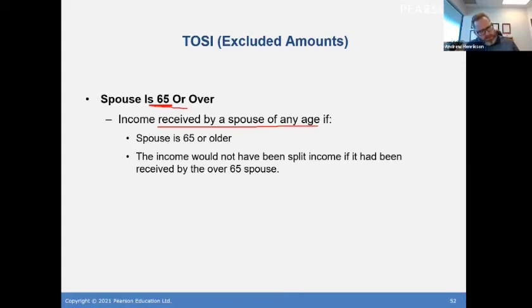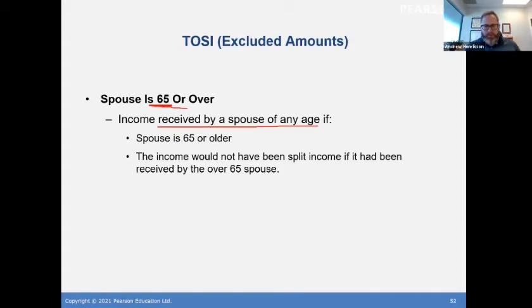I don't know if it gets in the text here. What does it say? It says, for a number of years, legislation has allowed spouses and common law partners to split pension income. So that's what we talked about back in chapter 9. An individual exemption has been added to TOSI to allow a similar result for amounts that might have otherwise been considered split income. Specifically, split income does not include income received by a spouse of any age if that income would not have been split income if it was received by their spouse who is 65 years of age or older.